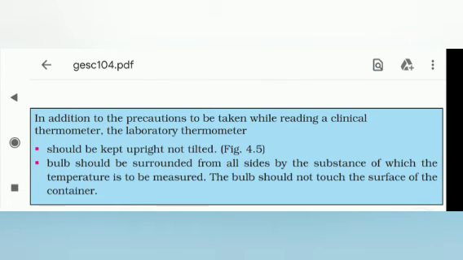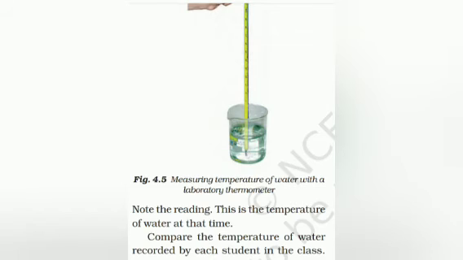So in addition to the precautions to be taken while reading a clinical thermometer, the laboratory thermometer we should keep upright, not tilted. थर्मोमीटर हमेशा हमें अपराइट ही वर्टिकली रखना है, आड़ा टेढ़ा उसे नहीं पकड़ना है. The bulb of the thermometer should be surrounded from all sides by the substance of which temperature is to be measured. जो मेजरमेंट ले रहे उसमें ही वो डूबा चाहिए, कंटेनर के वॉल को या बॉटम को टच नहीं होना चाहिए. So here in the picture, it is given how upright or vertical it is held in the water. Note the reading and this is the temperature of the water at that time.